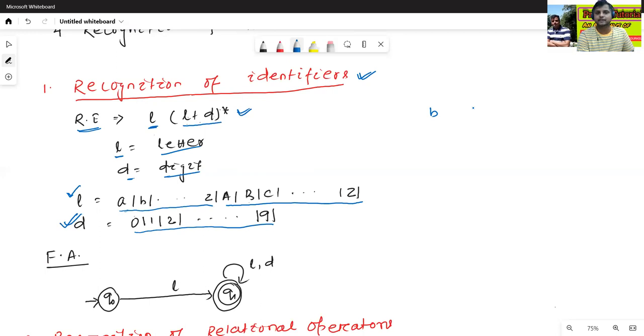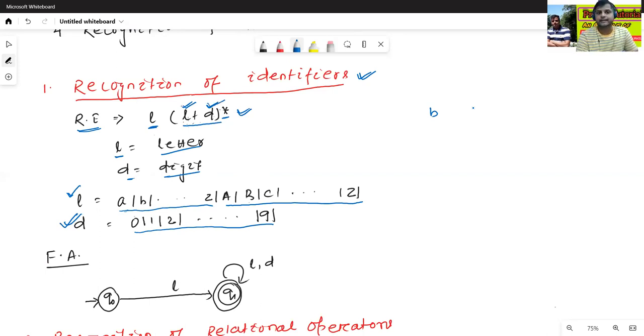So I can select any number or any combination. Star means what? Star means any combination of letter or digit. L plus D whole star means any combination of letter or digit. It may be 0 combination, 1 combination, 2 combination, 3 combination, or more than 3 combinations. Let me take 2 combinations of letter and digit. We may take any combination of letter, any combination of digit, or any combination of letter and digit both.